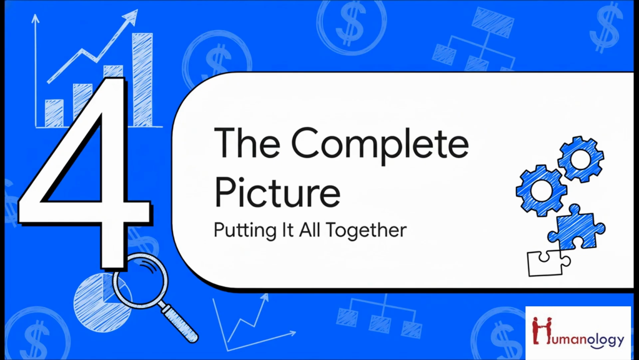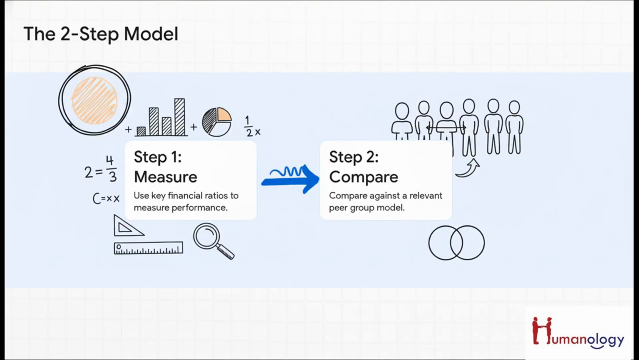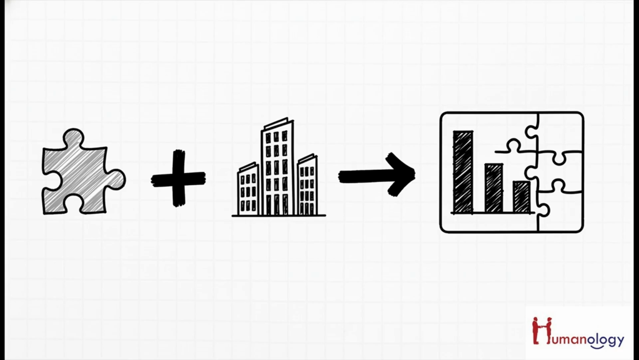Okay, so now let's put the two pieces, the ratio and the comparison, together and see how powerful this really is. It honestly breaks down into these two simple steps. Step 1, you measure performance using those key ratios. Step 2, you compare that performance against a relevant peer group. It's like a 1-2 punch that just creates instant clarity. And when you combine those two things, you're not just looking at lonely numbers anymore. You're doing a real comparative performance analysis. You've gone from a simple data point to a genuine strategic insight.